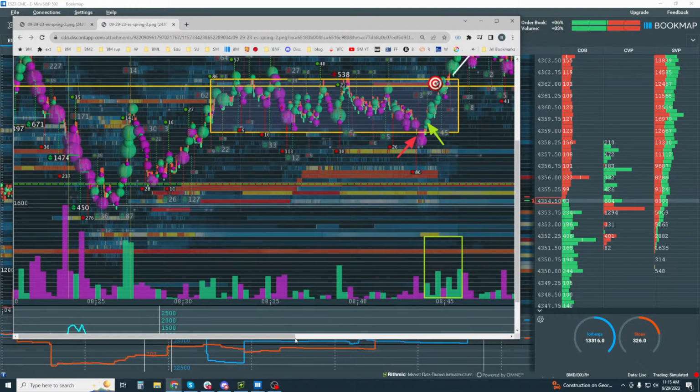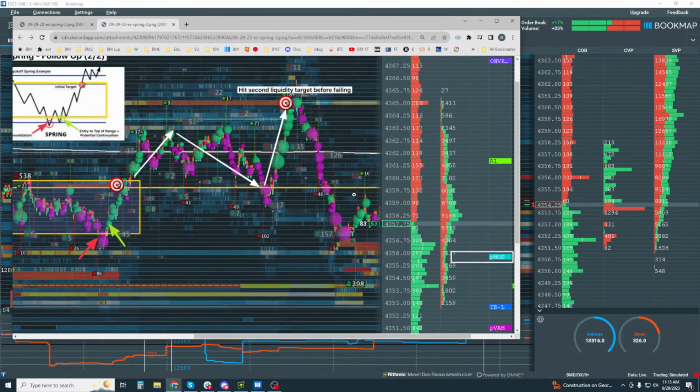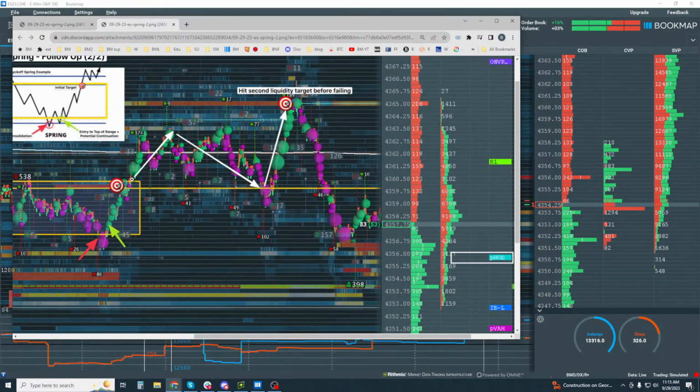Yeah, look at this. Identifying this. See how you can just identify these things and you have these players on your side. You have this order flow on your side. And that's what we want. That's the edge we want to look for.